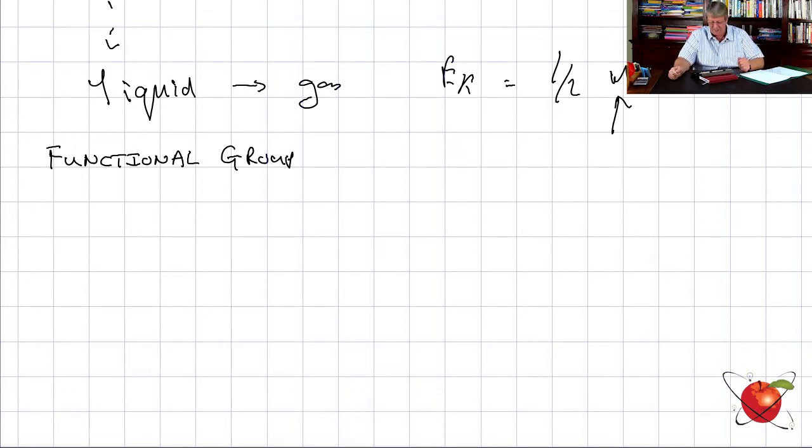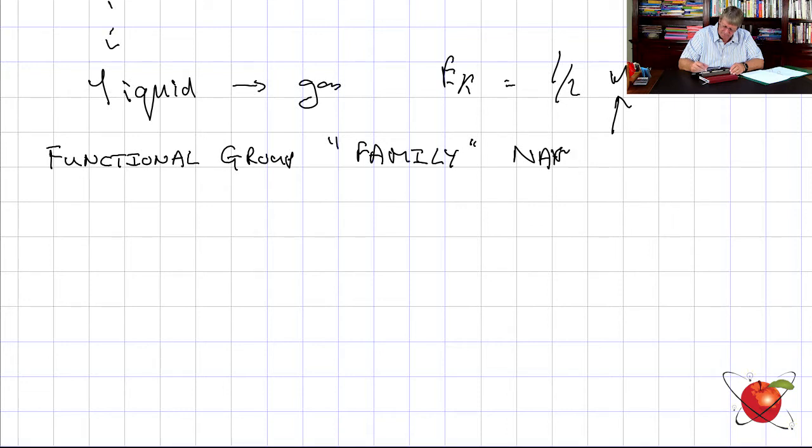Okay? It's a functional group, and the functional group is essentially, I call it the family. Okay? It's going to give the surname. It's going to give the name. All right? Now, let's start off with the first basic ones.